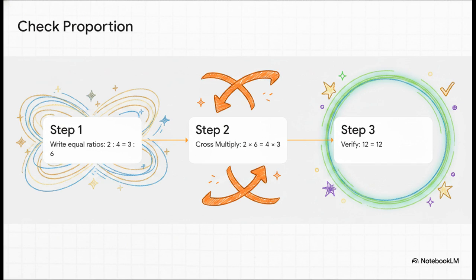So for step 2, take the 2 and multiply it by the 6, then take the 4 and multiply it by the 3. Step 3 shows us the big reveal. 12 equals 12. Because those match perfectly, we know for a total fact that this is a true proportion.